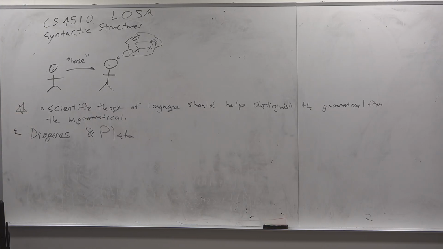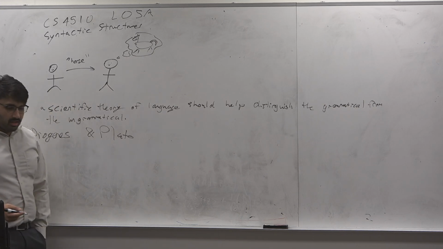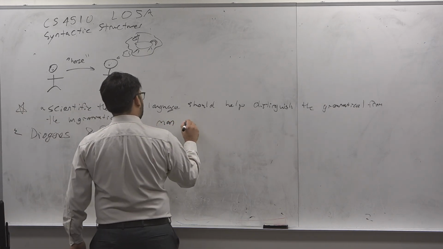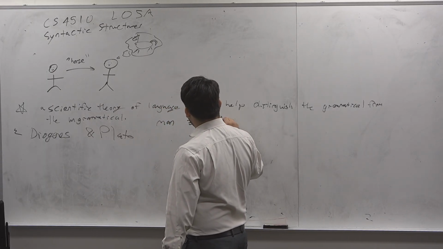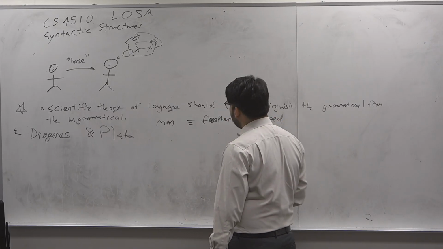So he comes up with this definition of man, in the context of humanity. And he says, that which is a man is a featherless biped. So what he asserts basically is that man is equivalent to this concept of featherless biped. Right?